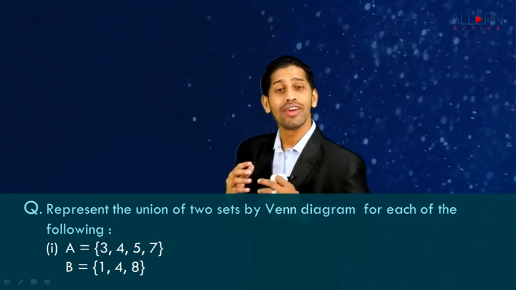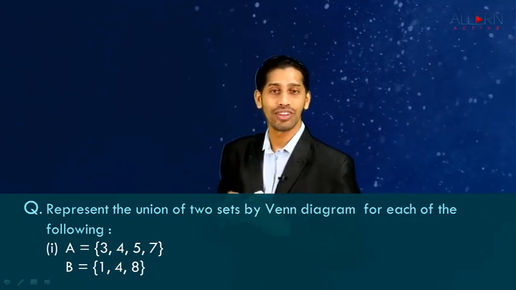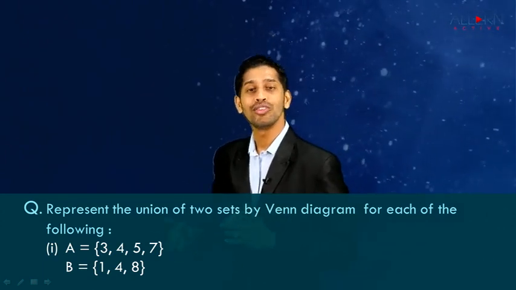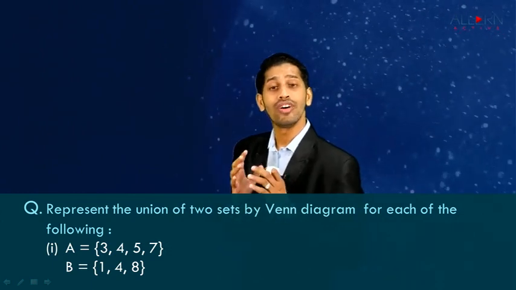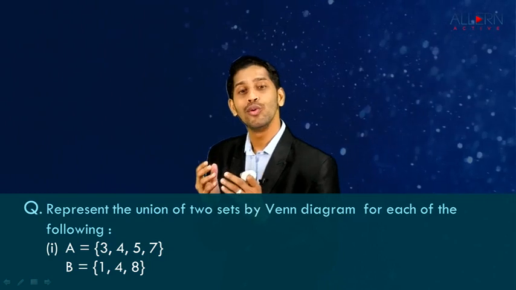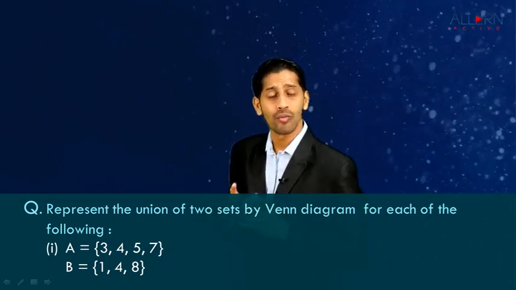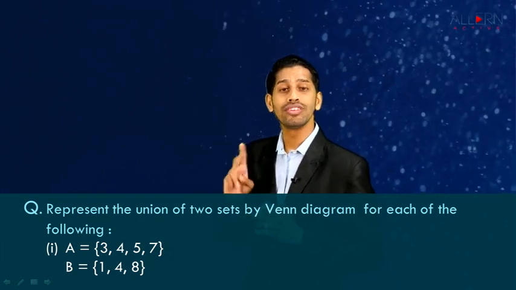Now we know that whenever we solve any sum of this chapter, we always write the set in roster form. But here both sets are already in roster form. So let's start with the Venn diagram. First we will draw the Venn diagram and then we will represent the union of two sets by the Venn diagram. Now two sets are given to us, that means we need to draw two circles.